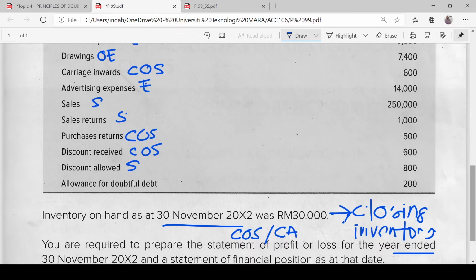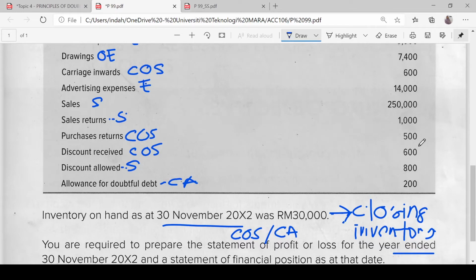Allowance for doubtful debt is part of current asset, but it will reduce the current asset. Allowance for doubtful debt is provided because there is a tendency that one or two of account receivables may not make full payment of their balance. So we provide a provision called doubtful debt. This will reduce the account receivable in the current asset. Sales return will reduce sales. Purchase return will reduce purchases. Discount received will reduce purchases. Discount allowed will reduce sales.